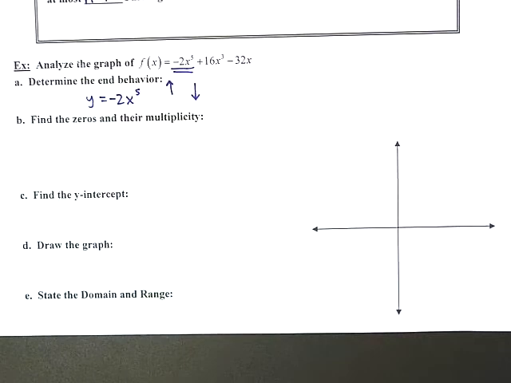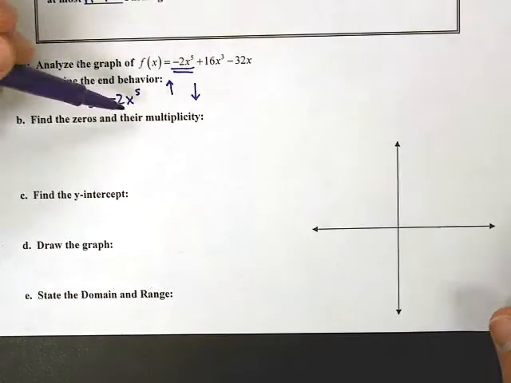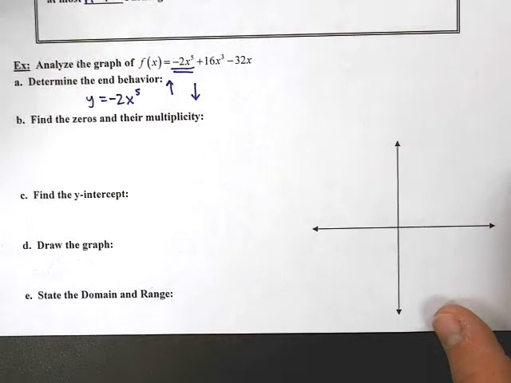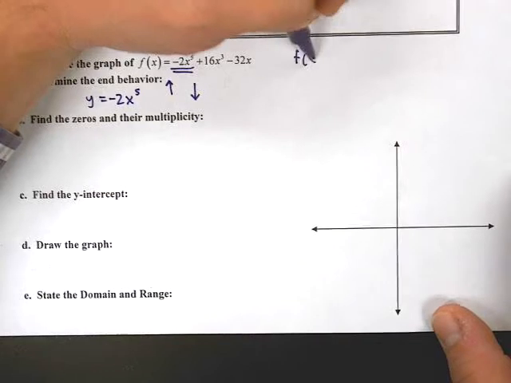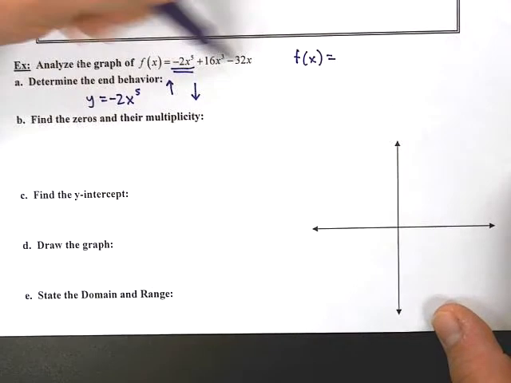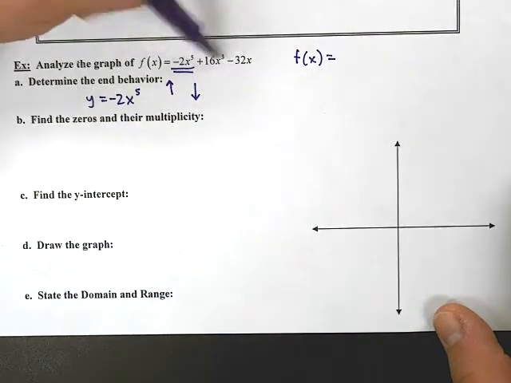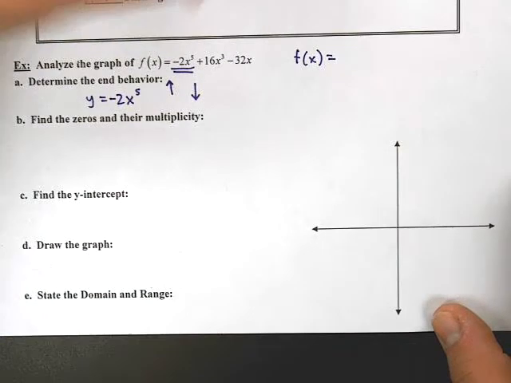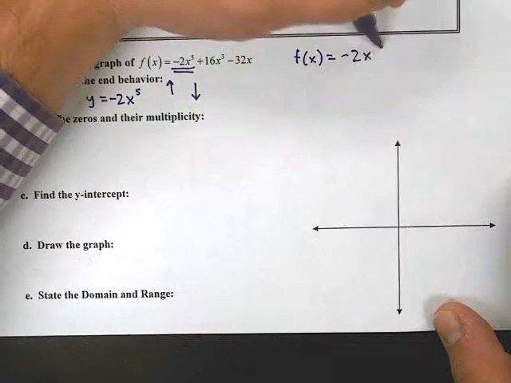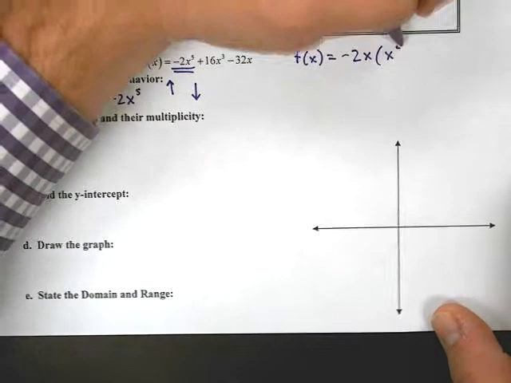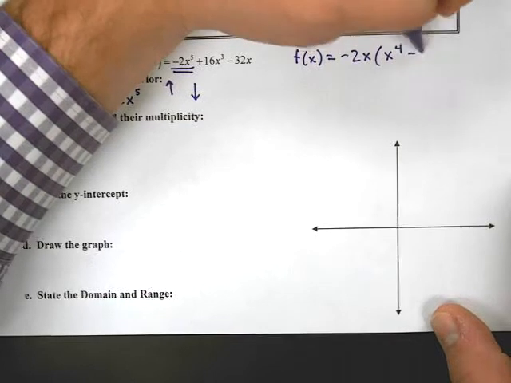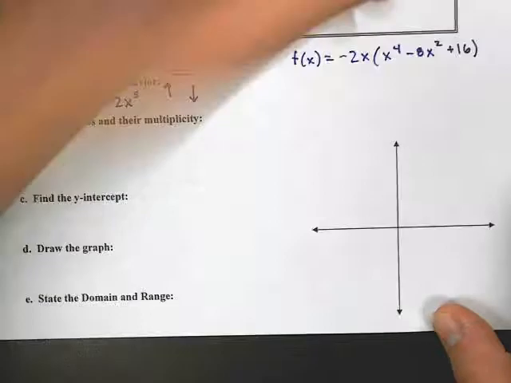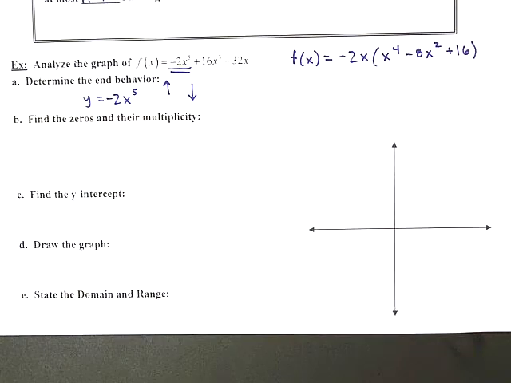Okay? Now, to find zeros and multiplicity, we're definitely going to have to factor this. Okay? So I'm going to come factor over here just because I have more room. I have f of x. What can I definitely take out of everything? Well, I definitely see a 2. I'm probably going to want to move the negative out. And I see an x. So I'm going to take out negative 2x, which would leave me with positive x to the fourth, negative 8x squared, and positive 16.